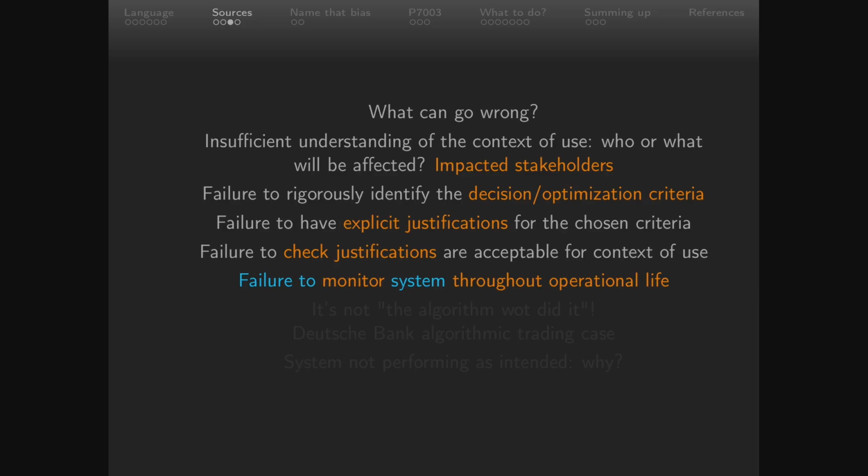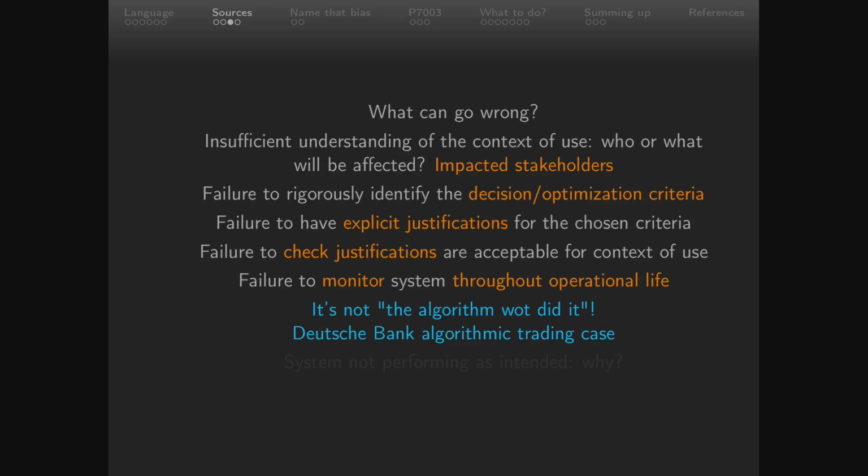And the other thing that we mustn't forget about is that things change over time. Which goes back to almost the first slide. We need to monitor the system throughout its operational life for continued adherence to its requirements. And we'll talk more about drift in a later slide. And that means taking responsibility for the system throughout its life.